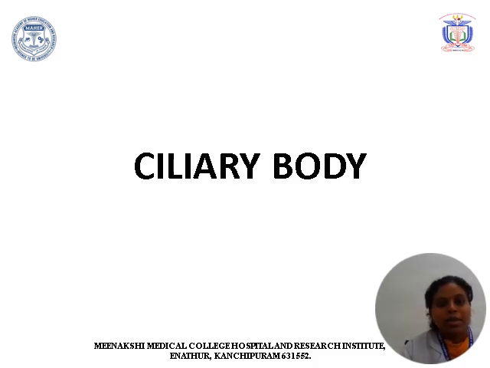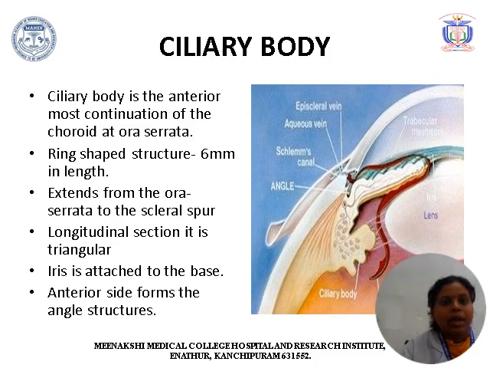Second part of the uvea is the ciliary body. Ciliary body is the anterior most continuation of the choroid at the level of the ora serrata. It's a ring-shaped structure. It is 6 mm in length. It extends from the ora serrata to the scleral spur. So the longitudinal section is triangular in shape.